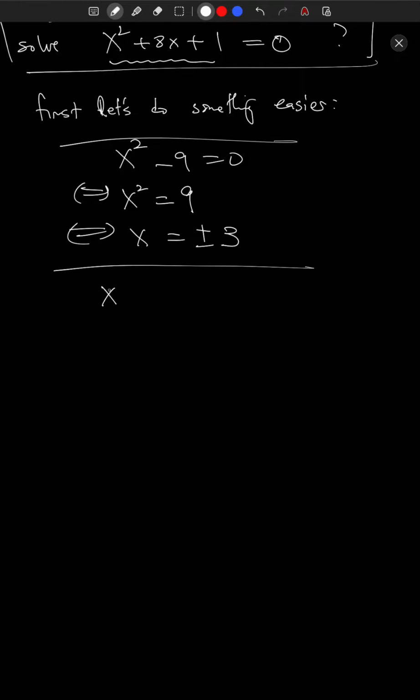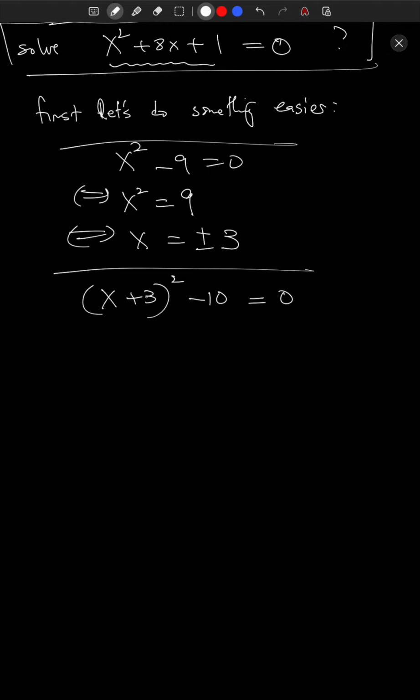The second easy problem is slightly more complicated. Let's say x plus 3, whole thing squared, minus 10 is equal to 0. How do I solve this? Well, huge difference here because this is x plus 3 squared. That was just x squared. But I essentially do the same thing. I throw the 10 to the other side, and I get 10 here. And then I square root both sides again.